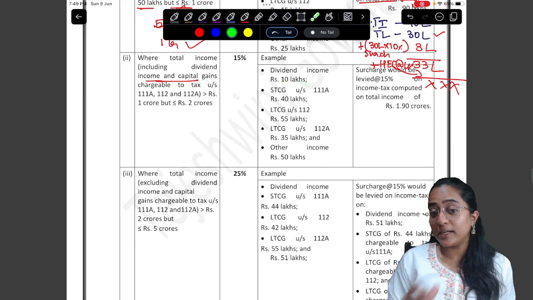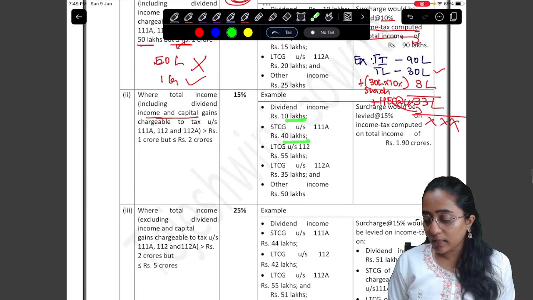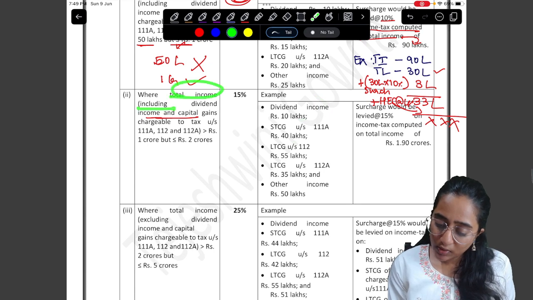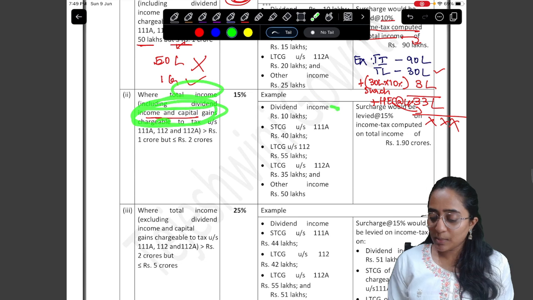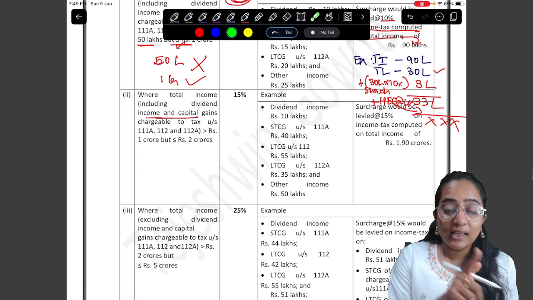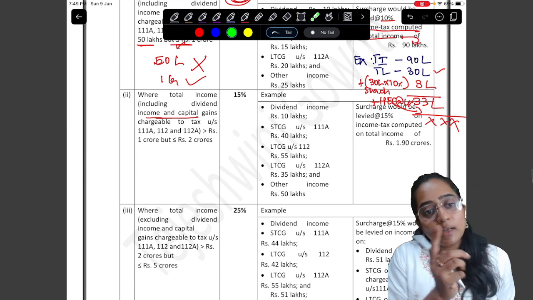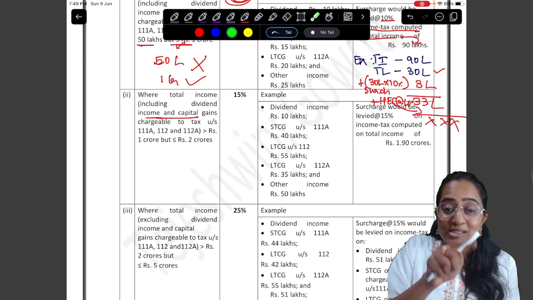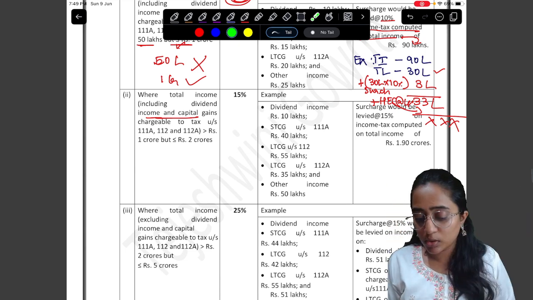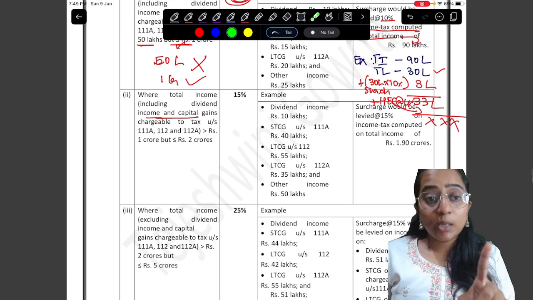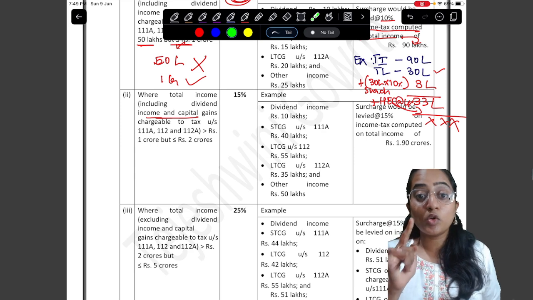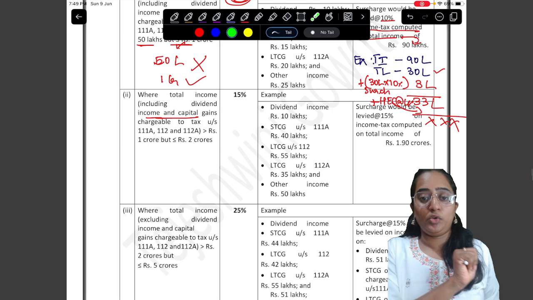Dividend income is going to be 10 lakh. Short term capital gain, let us try to understand with an example. 10 lakh, 40 lakh, 35, the total which you have recorded. Here it is total income including these dividend and capital gain. So in my example, I have added everything. It is coming up to 1.9 crores. So can I say it is more than 1 crore but less than or equal to 2 crore? The surcharge applicable on the entire amount of the income tax which I have calculated is going to be 15%. Applicability goes with the total income consideration. Calculation for that matter goes with the total income tax computation.